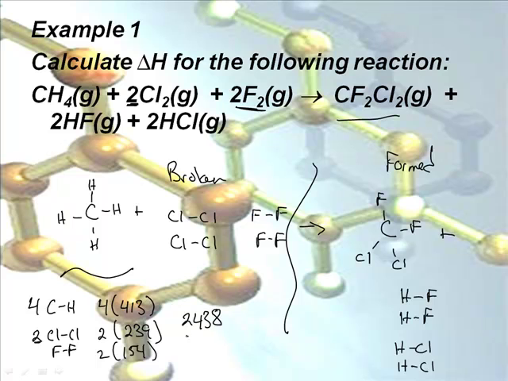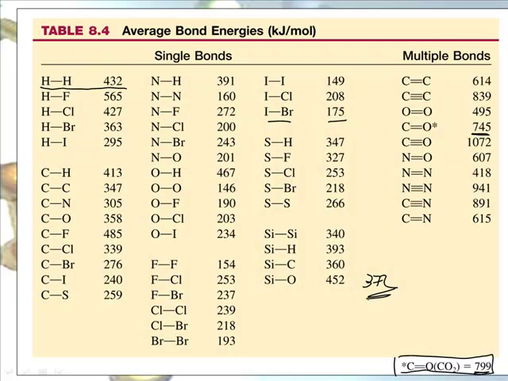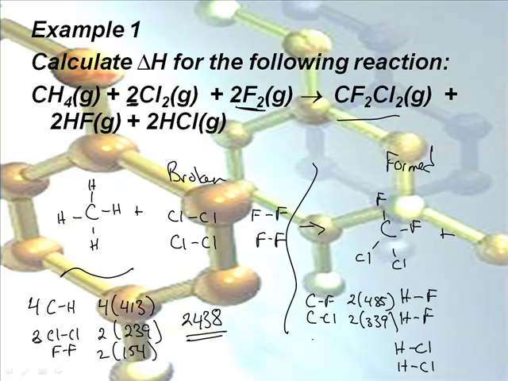2,438. This second one over here, I've got a CF bond. I have 2 of those, and those are 485 each. And I've got a CCl bond, and I've got 2 of those, 339 each. Folks, you understand where he's getting that. He's using this table right here. Okay. And then I've got HF bonds, and there are 2 of those, 565 each. And I've got an HCl bond, 2 of those.